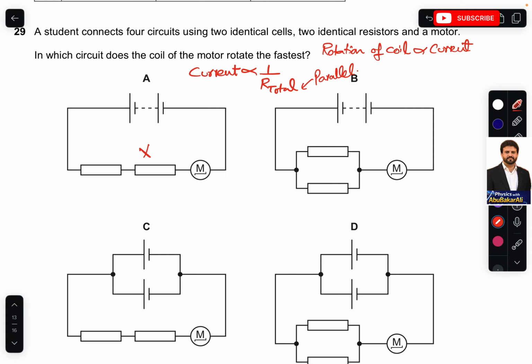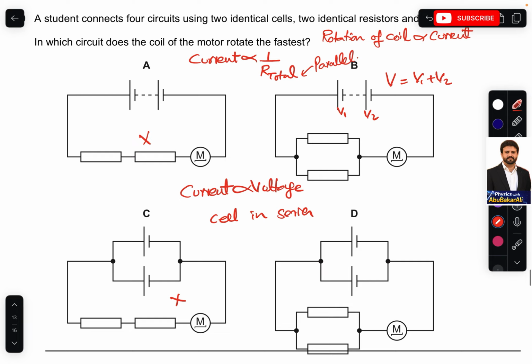So this is incorrect, this is incorrect. You have to choose between B and D. Now look at the concept of cells. Current is directly proportional to voltage, so you need more voltage. Cells should be in series, because if this is V1 and this is V2, they will give you a total voltage V1 plus V2. And if this is voltage V1, this will also be V1. They will have the same voltage, so their total impact will not change. If one is greater and one is less, you will get only one of the voltages from them. They will not be added up.